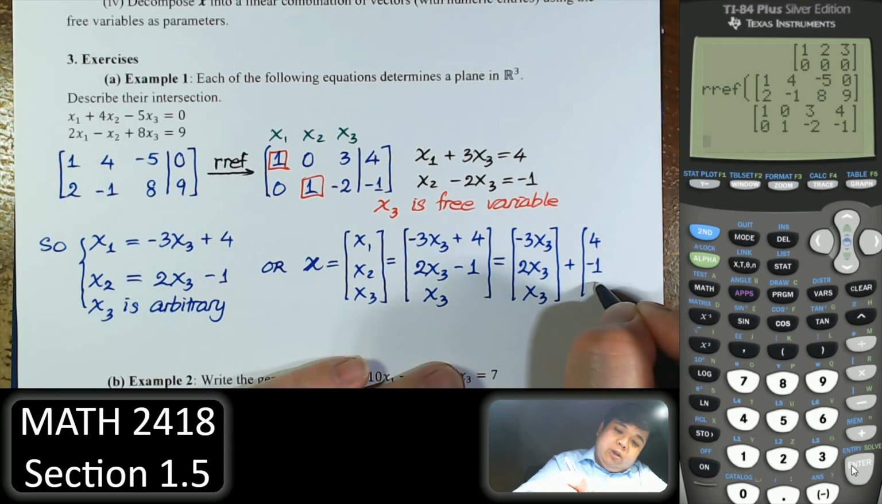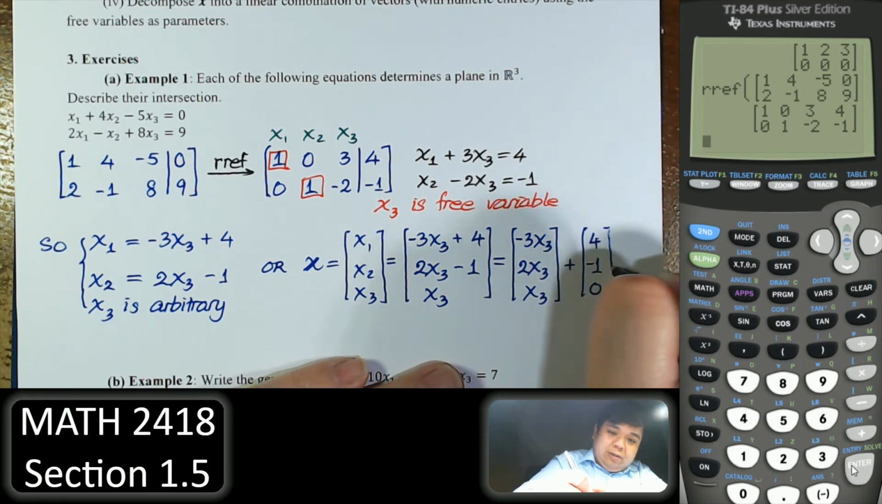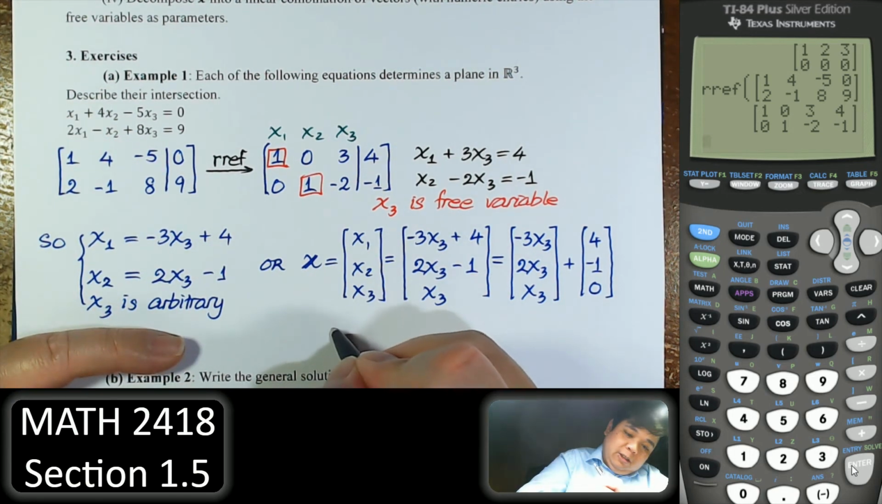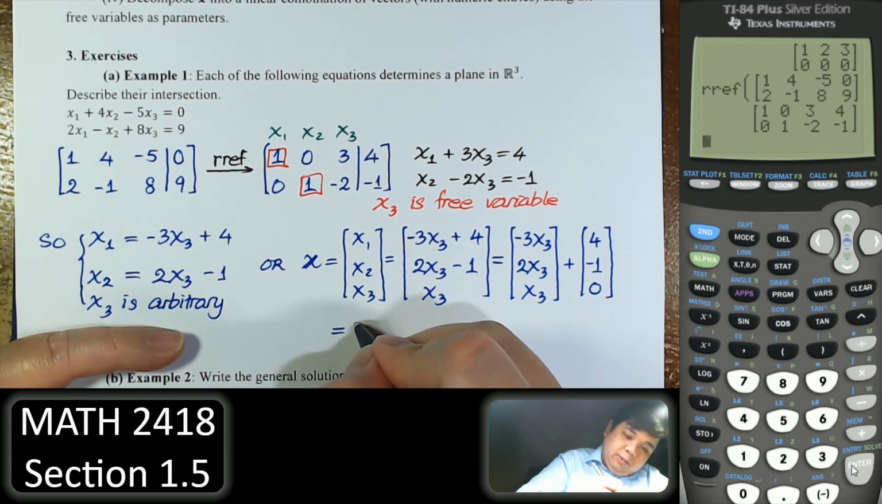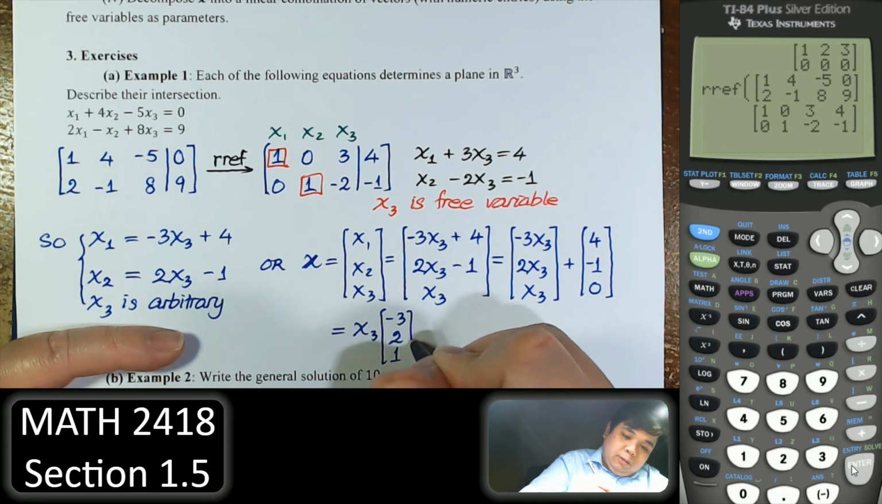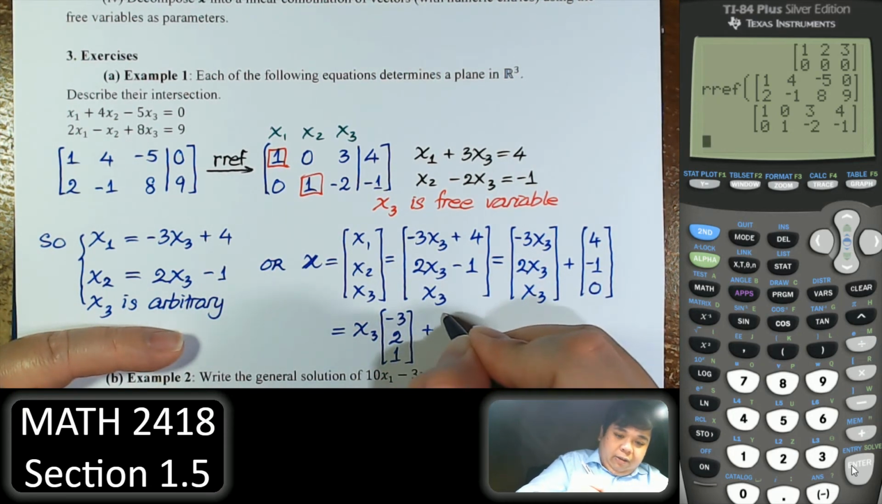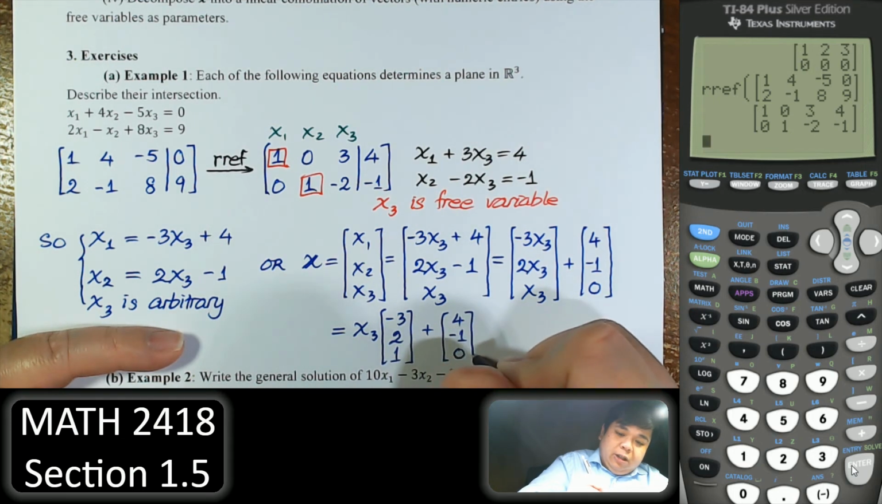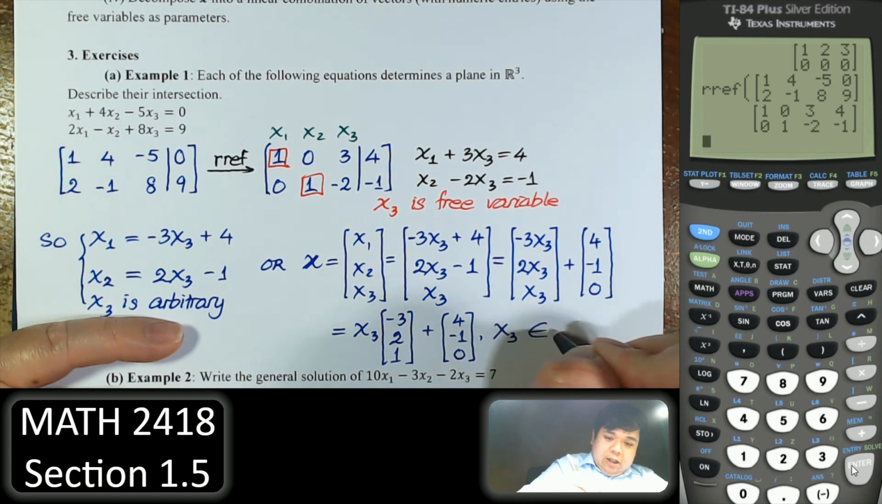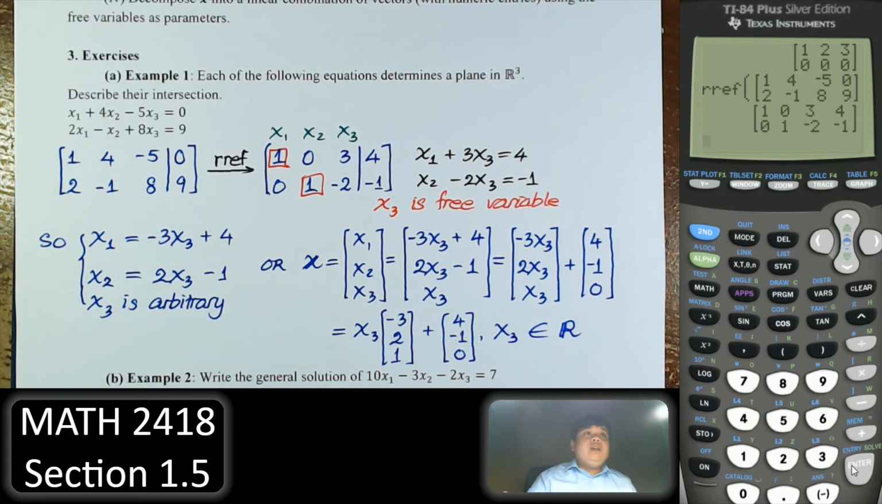And there's nothing here, so just put 0 there. And then we can factor out x3. And then we have 4, negative 1, and 0. Right, so of course x3 is any real number. So what we have here, this is the solution.